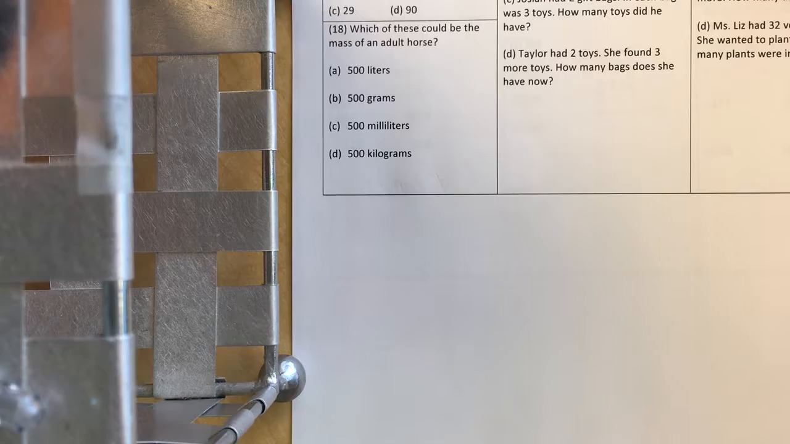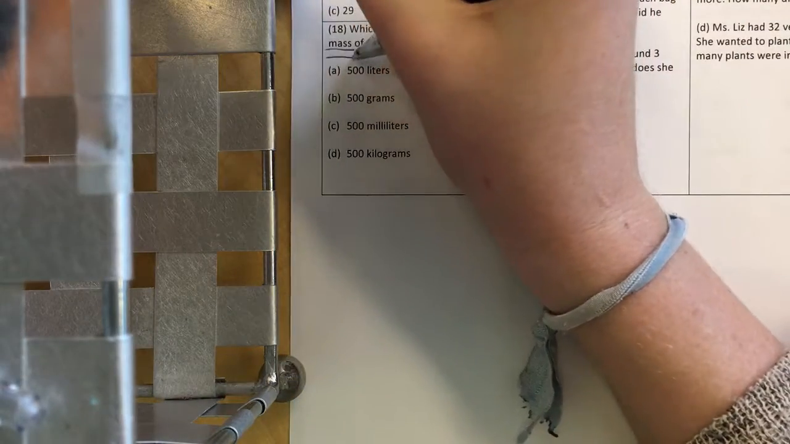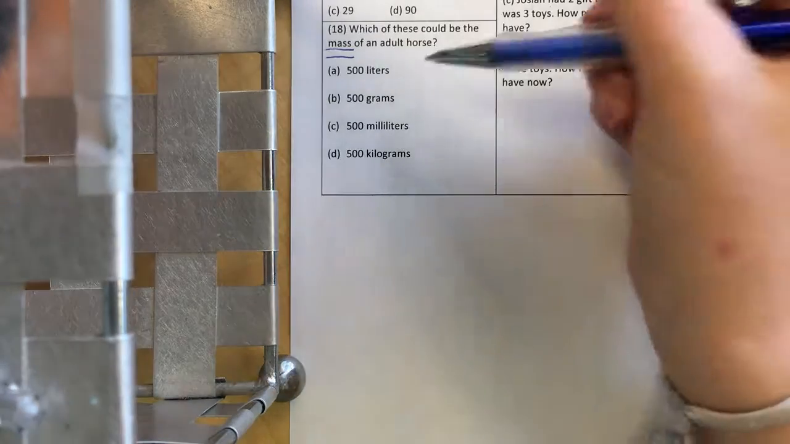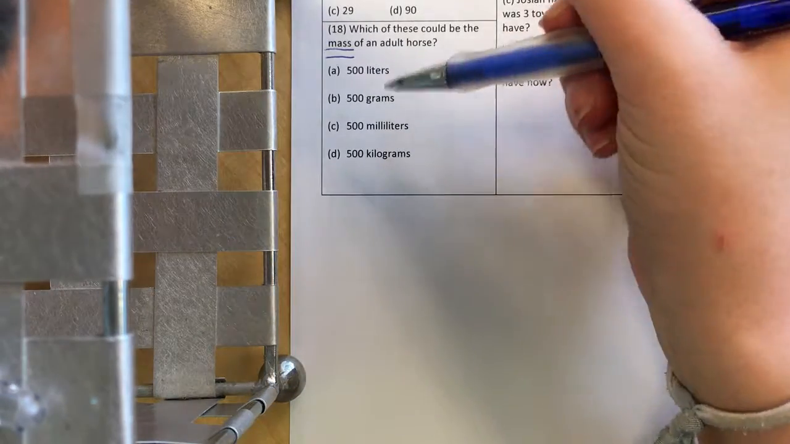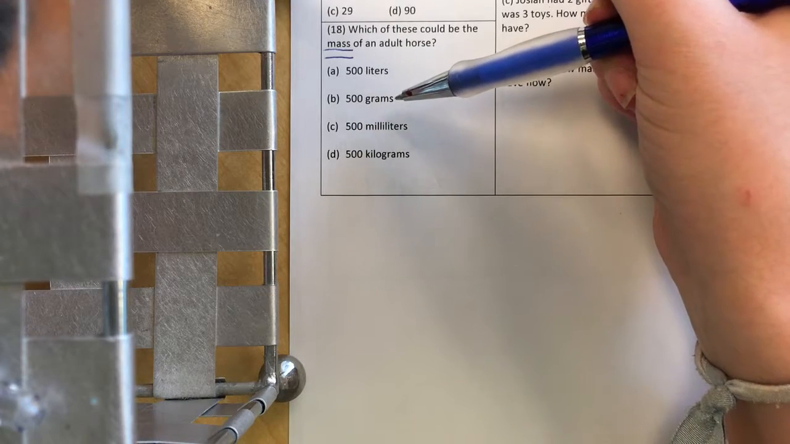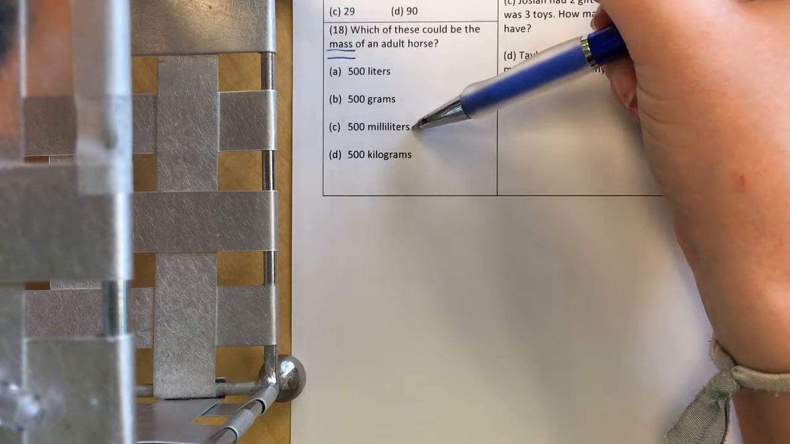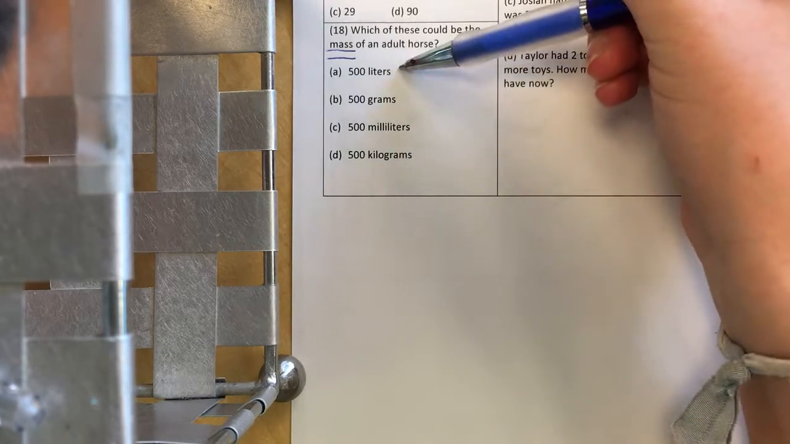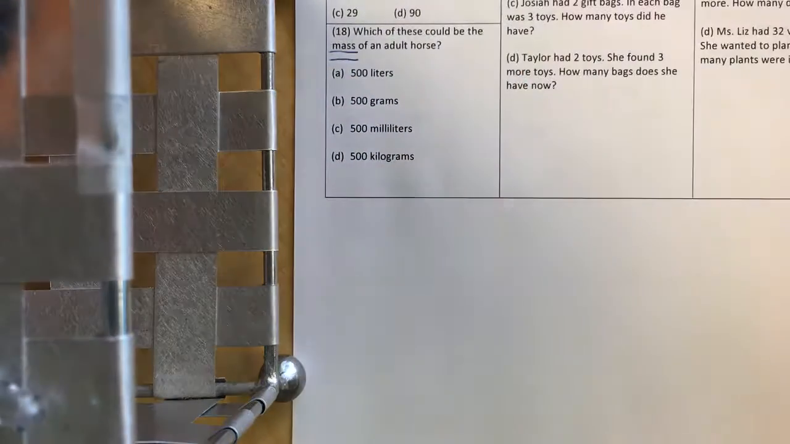Number 18, which of these could be the mass of an adult horse? We talked about mass, and we talked about mass as a particular unit. And I want you to think, did we talk about mass being liters, or did we talk about it being grams or milliliters or kilograms? So think about each of these units and which one makes sense for the mass of a horse.